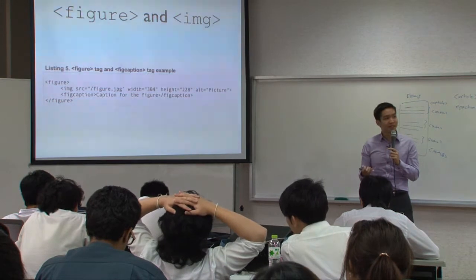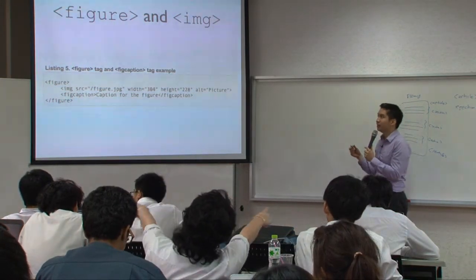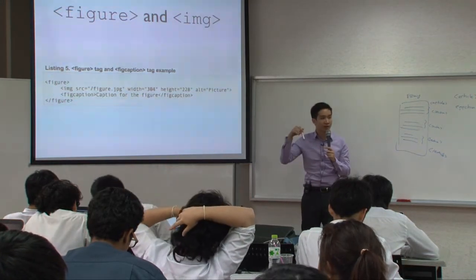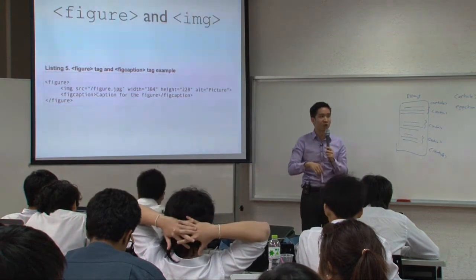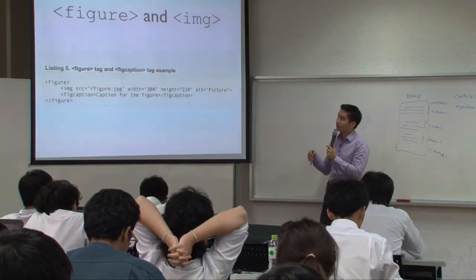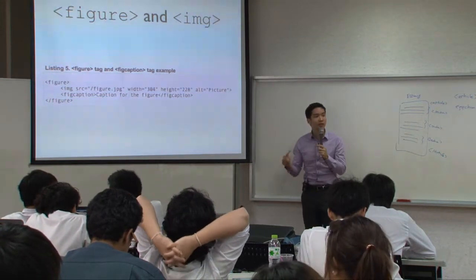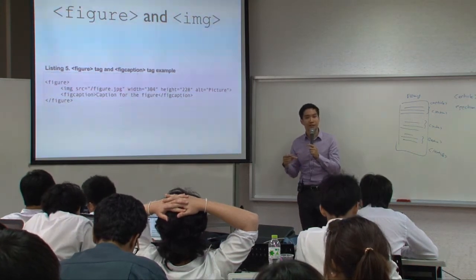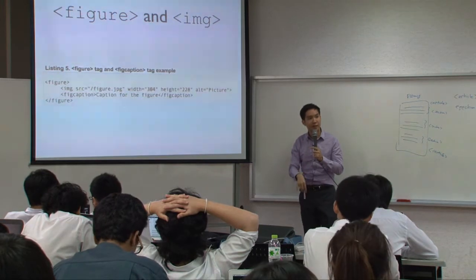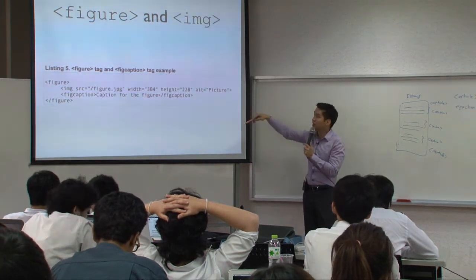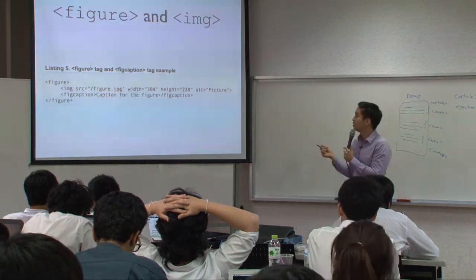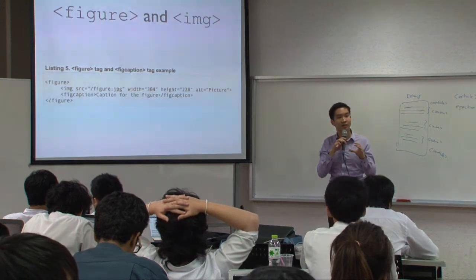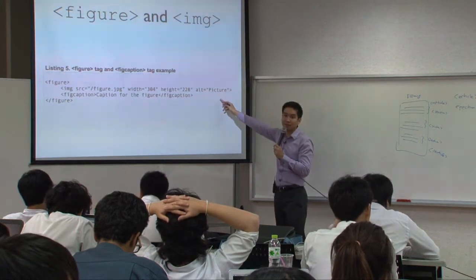So how do you use this image tag? You use the image tag by specifying the source of your image, relative to the current web page that you have open. So here you're simply trying to include an image file called figure.jpg, which resides within the same directory as your current web page. And then you can specify the width and the height. And alternate is simply what happens if the image cannot be loaded. It will display the alternate text instead.